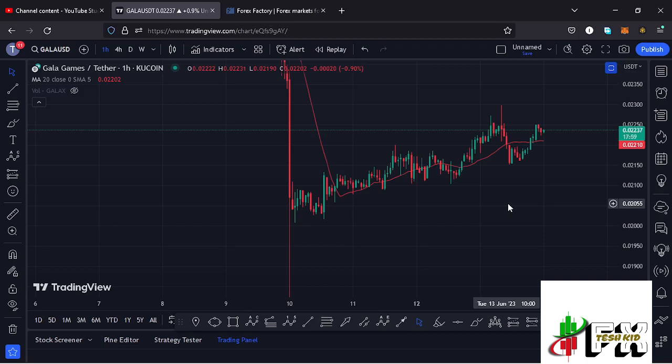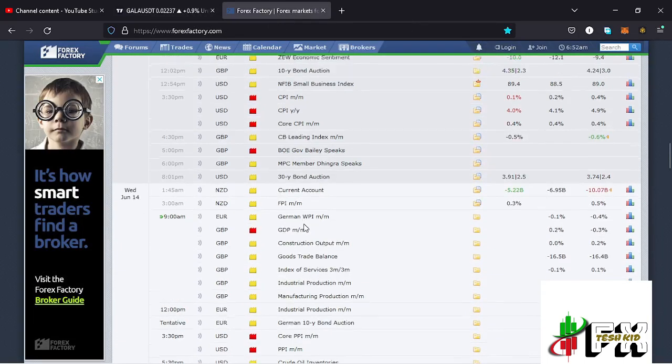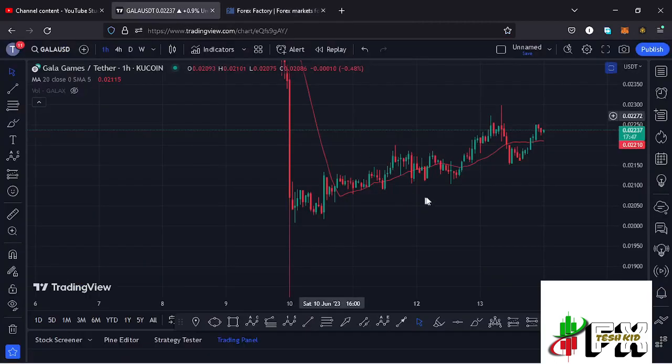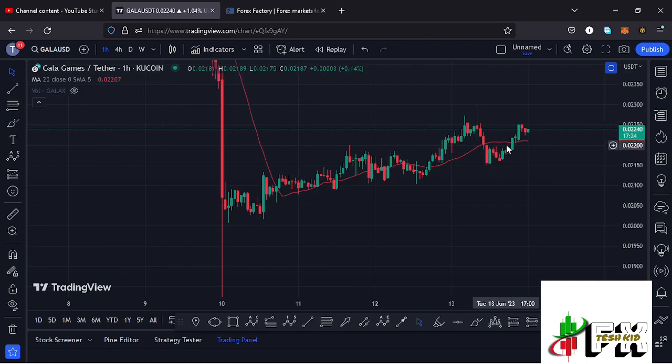And yesterday I said to you that I was expecting a lot of volatility in this market as a result of the CPI data, which came out being positive to the market. And as a result of that, we had a very brief spike here on the Gala Games chart, where you can see that we were able to put in place a high at around the $0.02298 mark. And after the CPI, we had a bit of a pullback here on the charts. And you can see at the time of this recording, we're also trying to continue gearing up.